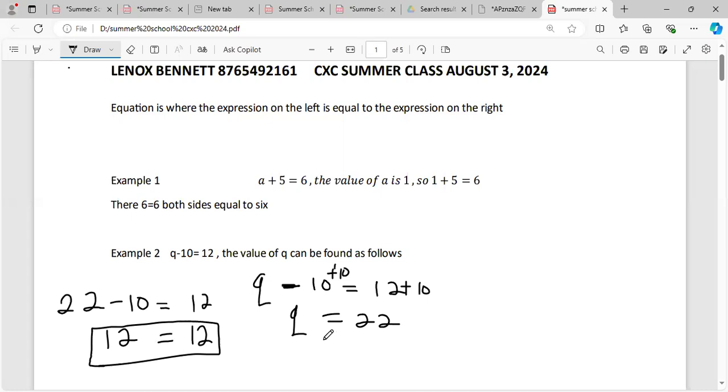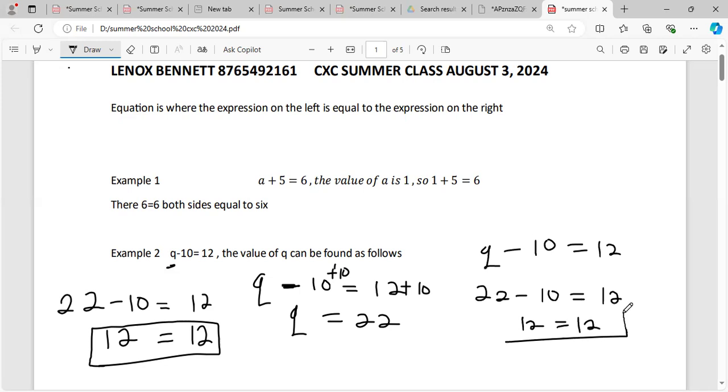So q is 22, and if you substitute q in here, because this is what we have, q minus 10 equals 12. Now we put 22 there, right? So 22 minus 10 equals 12, right? This is 12 and this is 12. So by definition, the left hand side must equal the right hand side. And that would be it. Alright?